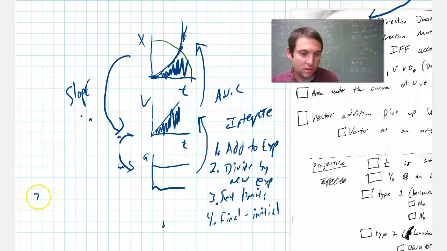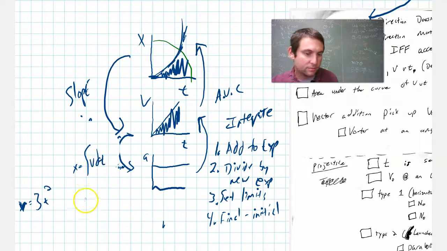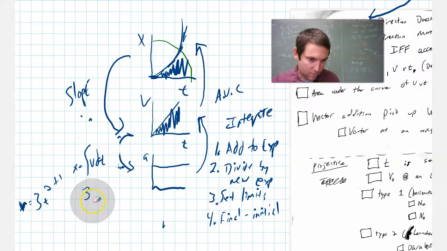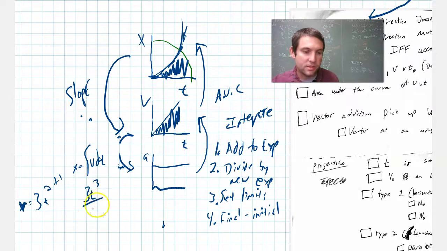Let's say we're given the function of velocity. Velocity equals 3t squared. So if I'm going to integrate this to get my position, because position is the integral of v dt, then what I'm going to do is add 1 to the exponent, so that becomes t to the third power, or t cubed, divided by the new exponent. So 3t cubed divided by 3, that goes away, and what we're left with is t cubed.